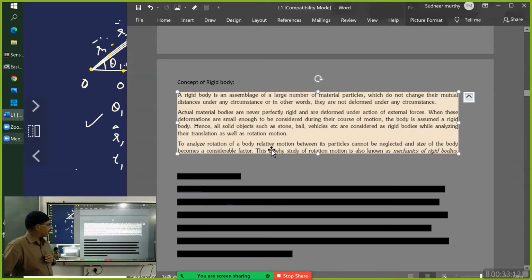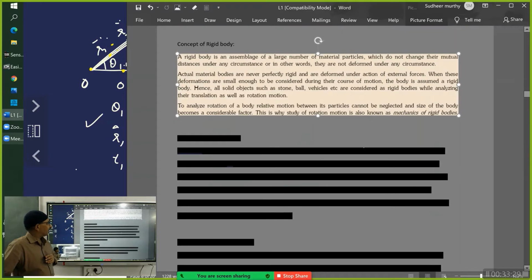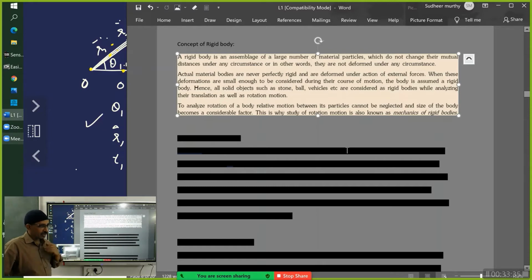When they say ball here, it is a rigid ball, not a rubber ball. To analyze the rotation of a body, relative motion between the particles cannot be neglected, and the size of the body becomes a considerable factor. So that is why we study rotation motion, also known as mechanics of rigid bodies. Now you can read this for one more minute, and if you want to take down the key points, please note them.